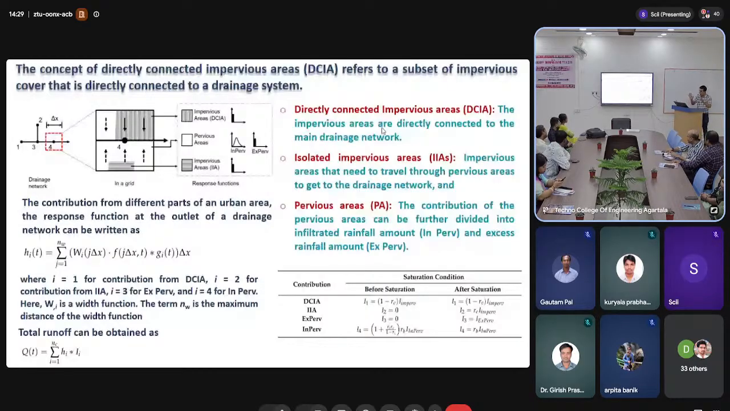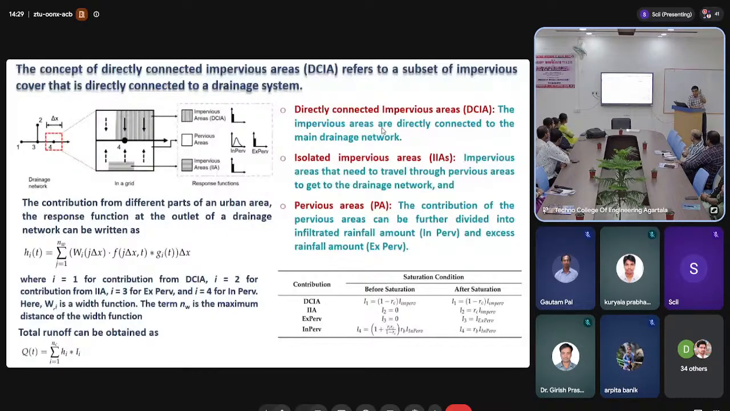Now, keeping this in view, put it into temporal variation, that is, before the saturation and after the saturation. If you do a little bit of exercise, you can construct a response function for that, and ultimately see the runoff contribution for each part, that is DCIA, IIA and pervious area. Pervious area again has two types of contribution.